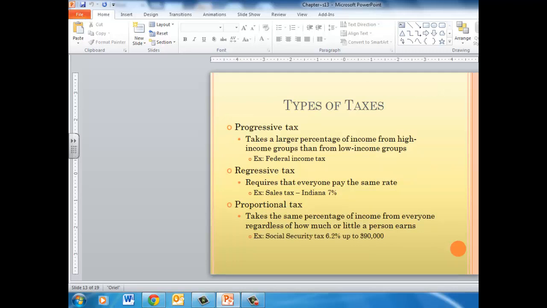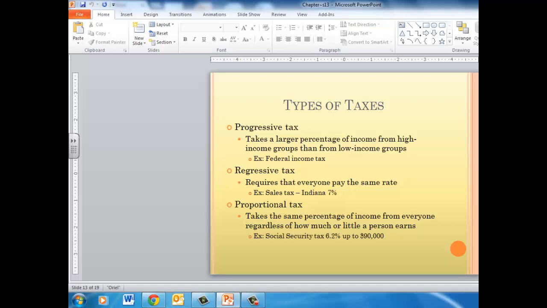There are three types of taxes, and you need to know and understand the definitions for each of them. A progressive tax takes a larger percentage of your income from a high income group. So this is the principle of the more you make, the more you pay. The federal income tax is an example of a progressive tax. The regressive tax requires that everyone pays the same rate. Sales tax is regressive because if you are someone in poverty, you still pay the same amount as someone in a high income area.